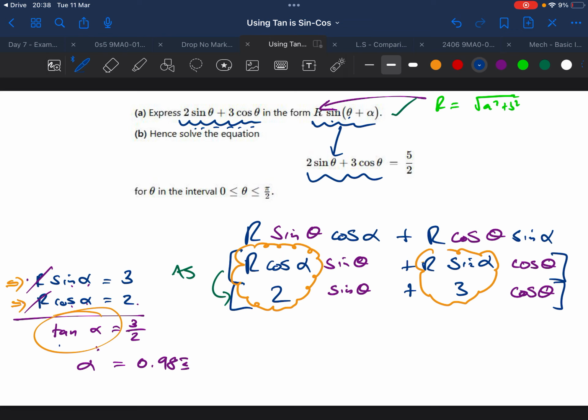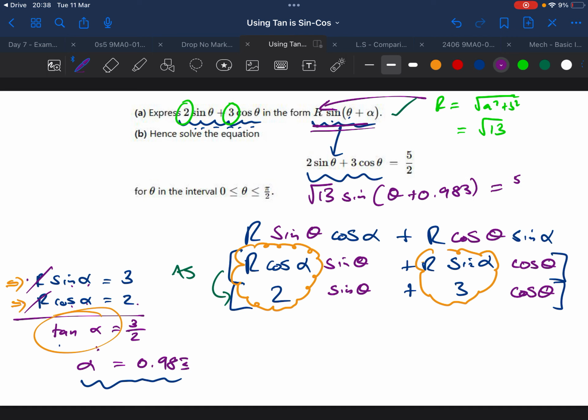So instead of saying 2 sine theta plus 3 cos theta, I'm going to use what I found out. So I've got my alpha angle here. R can be shown to be root 13. It's always just the square of each of these added together and rooted. But that's not really our focus for today. So if I put those results back in, I can say that this is root 13 sine of theta plus 0.983 equals 5 over 2. And then I can solve something much more difficult like this. Solving this one here.